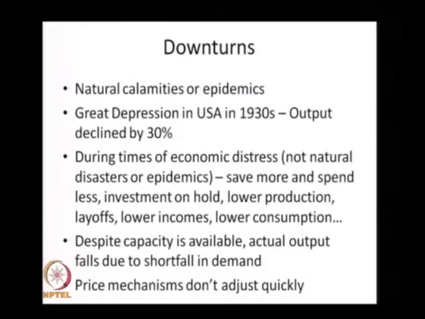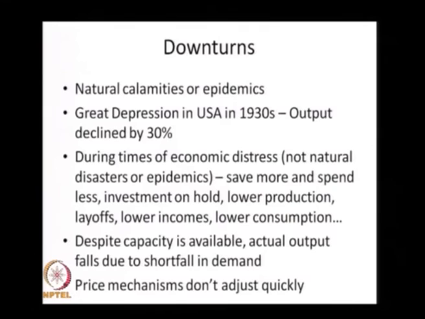But mind you, this economic contraction has not happened because the capacity to produce more is missing. This is despite the fact that there is capacity. The actual output fall is because there is a shortfall in demand, and when such a shortfall in demand occurs and the pricing mechanism does not adjust quickly, then there is this economic downturn, which is again not because of the supply side, because the capacity to produce is always there, but it is the demand side that has caused the shortfall.